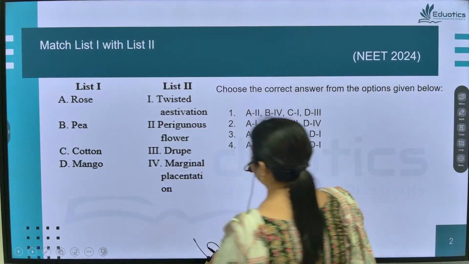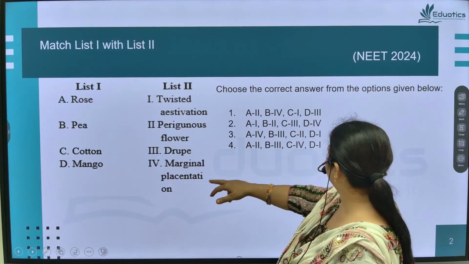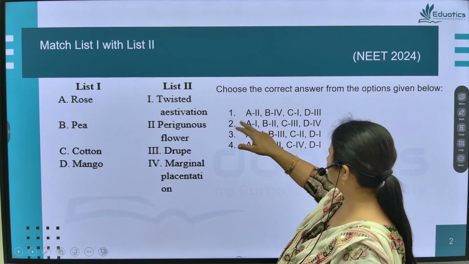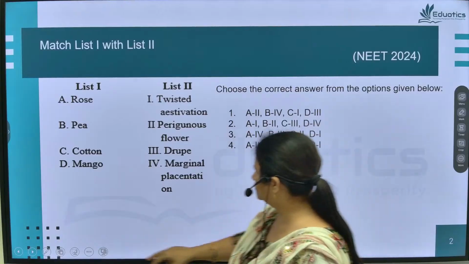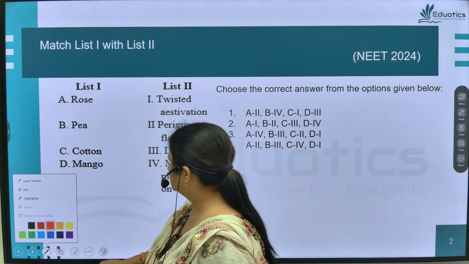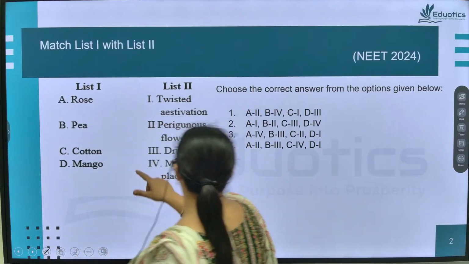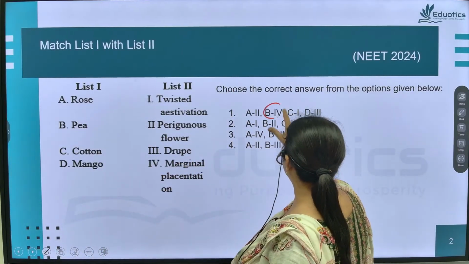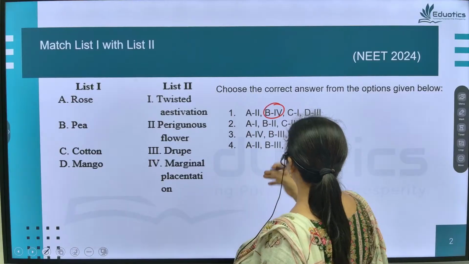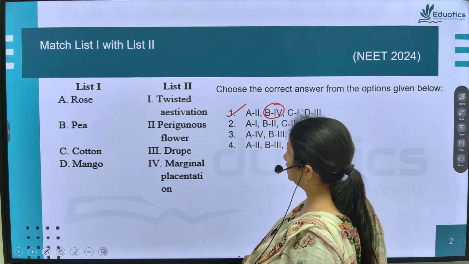P, that is, B option should be with the fourth. B has only one option, the fourth. So of course, what should be the correct answer? The first option should be the answer here.